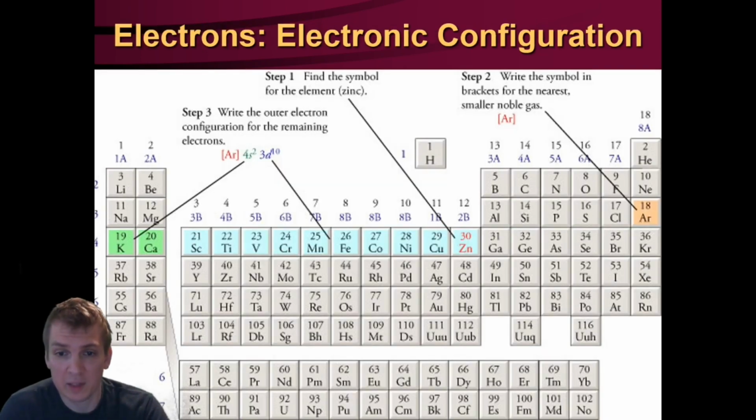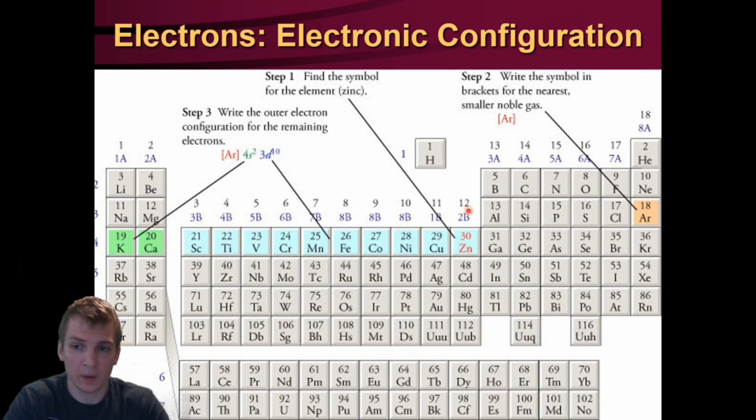And the way you do that is you have to find the element on the periodic table. So if I'm taking a look at this and I find zinc right there, I'm actually going to go up a row and then all the way to the right. Okay, so I'm going to go up a row and all the way to the right, and I am going to write the symbol of that element that I landed on. And so that symbol is Ar for argon.